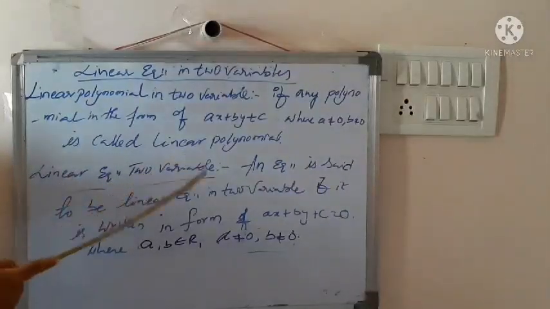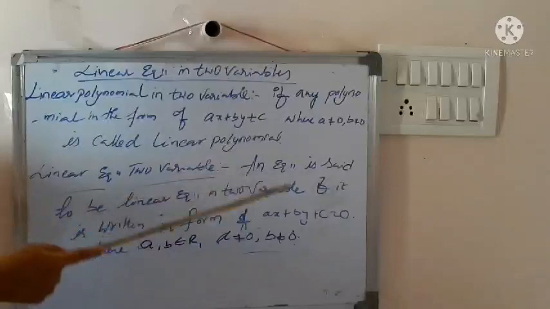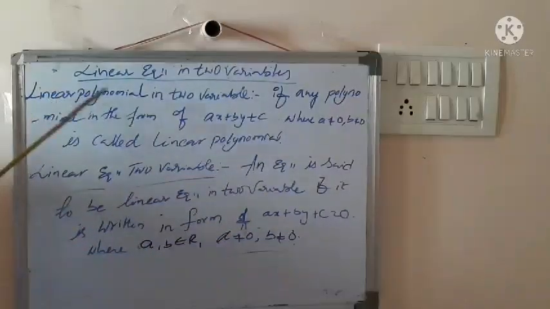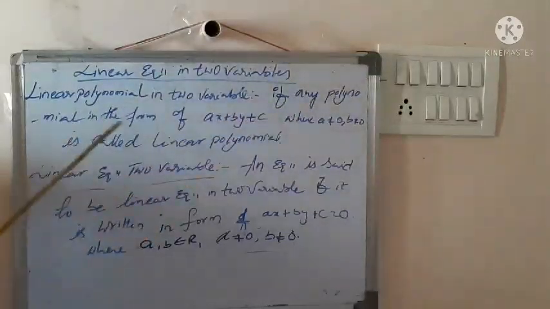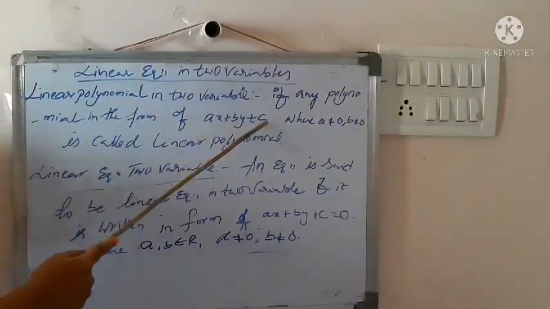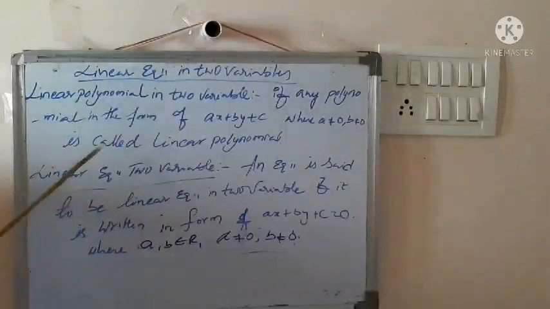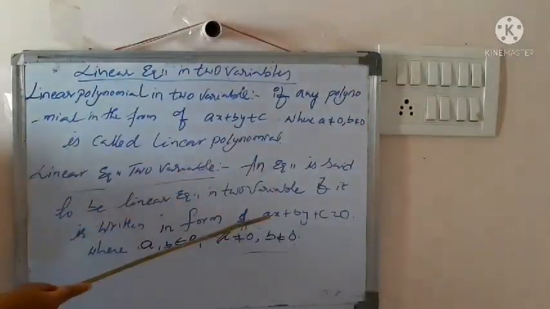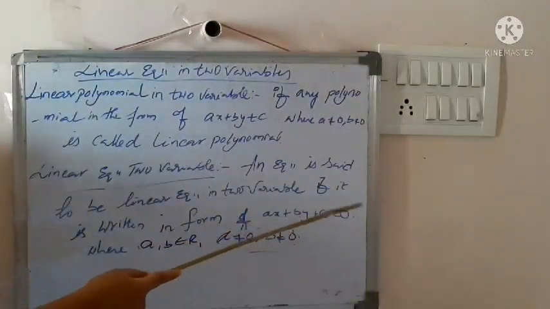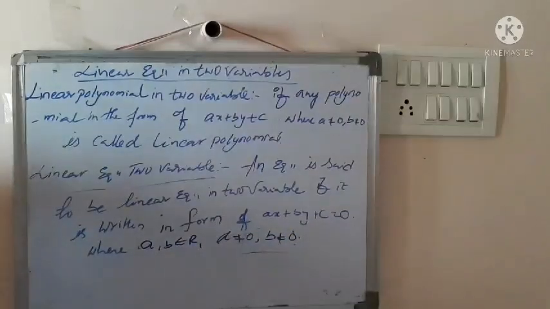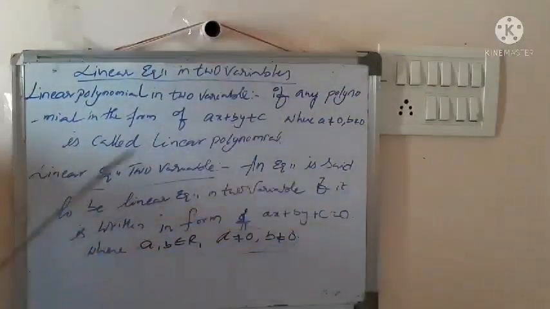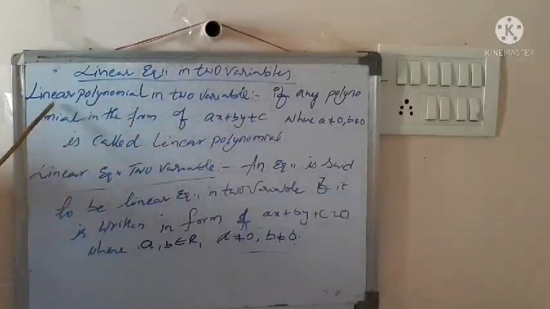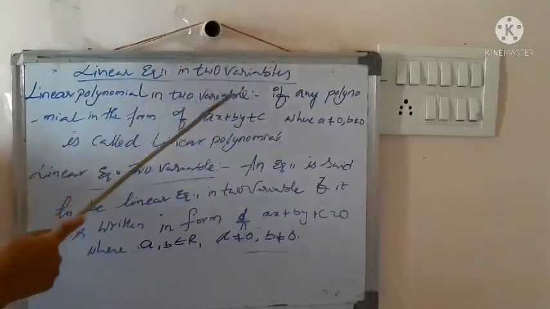Linear equation in two variables. What do you observe? A linear polynomial in two variables is any polynomial in the form of ax plus by plus c. And a linear equation in two variables is ax plus by plus c is equal to 0.